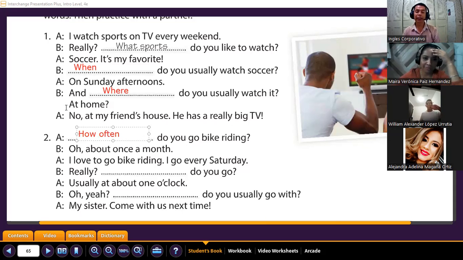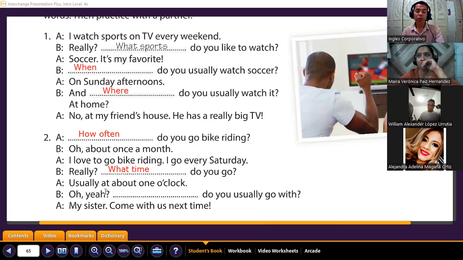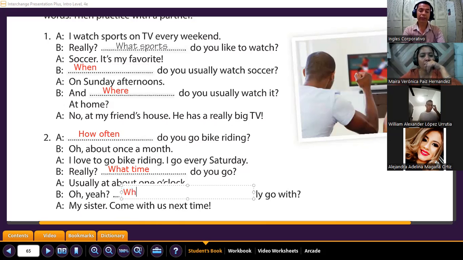¿Con qué frecuencia? Do you go bike riding? Or about once a month, right? I love to go bike riding. I go every Saturday. Really? Usually what about time? What time? Usually about 1 o'clock. Oh, yeah? My sister says. Who? My sister is a person, so who? My goodness. I like it.